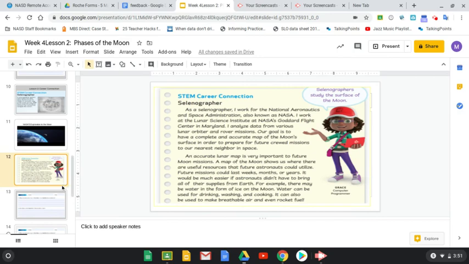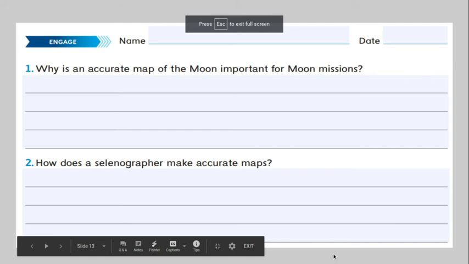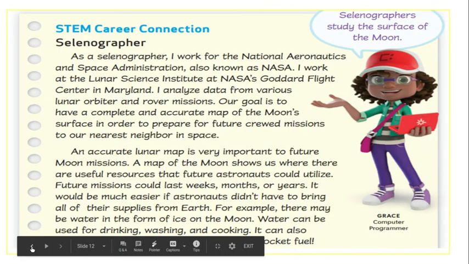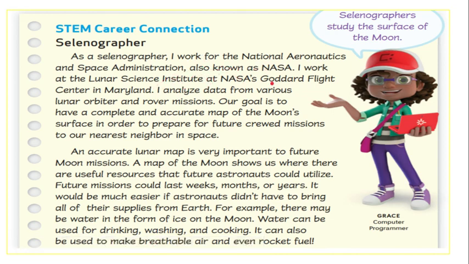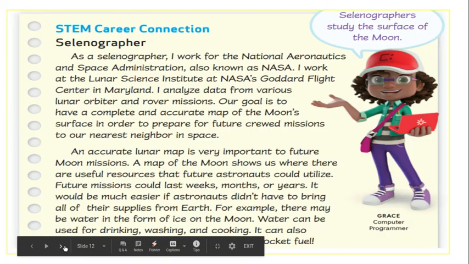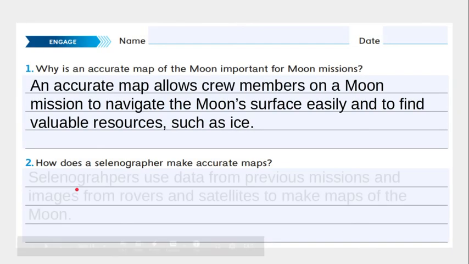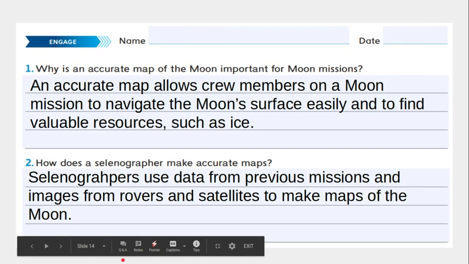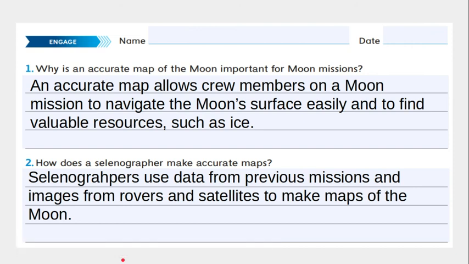Okay. All right. The next question says, how does a selenographer make accurate maps? Well, let's return back and find out. If I reread the first paragraph here, it says, I analyze data from various lunar orbiter and rover missions to complete missions. Okay, so there's our answer in the text. And so we have both of our answers to the questions. Selenographers use data from previous missions and images from rovers and satellites to make maps of the moon.